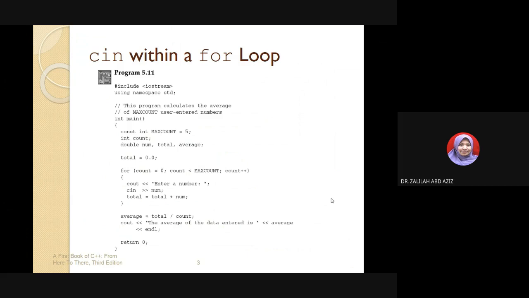Now this is one example, a C++ program, and in this program there is a for loop. Let's observe this program for a while. Let's look at the comment here. This program calculates the average of max count user-entered numbers. We will look at an example of how to use cin in a for loop. As you can remember, cin is where we ask the user to key in a value.